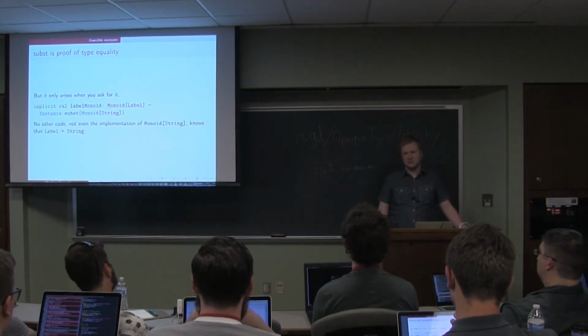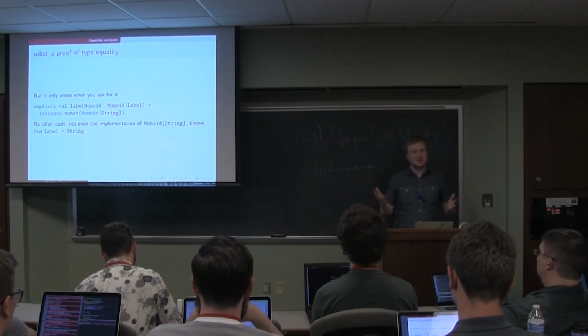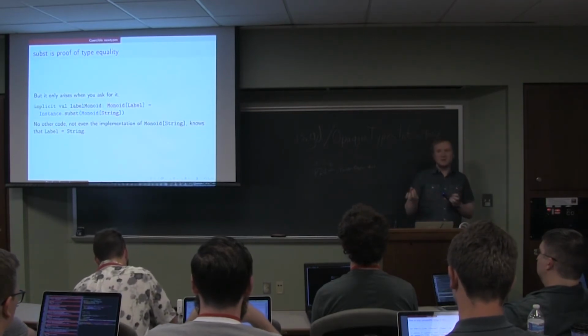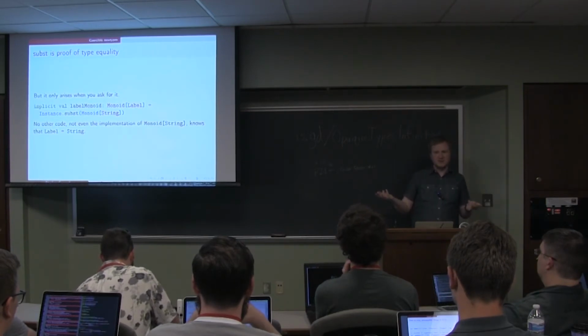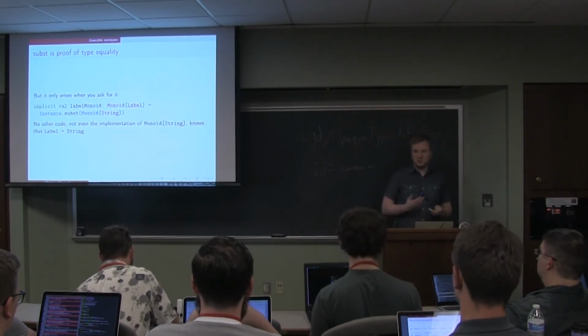And saying that it's a proof of equality means that its ability to define its own inverse makes a lot more sense. Because if A equals B, then B equals A, right? So in that sense, of course we should be able to write its own inverse with subst, because it's proof of type equality.